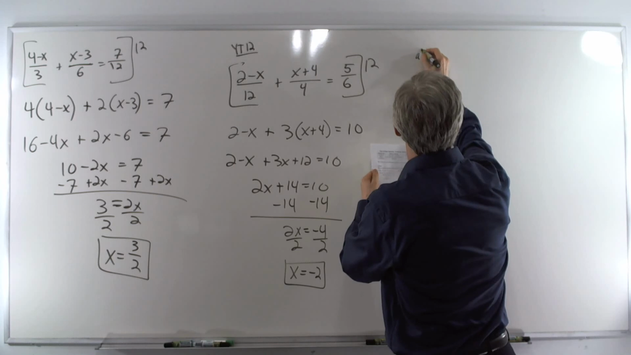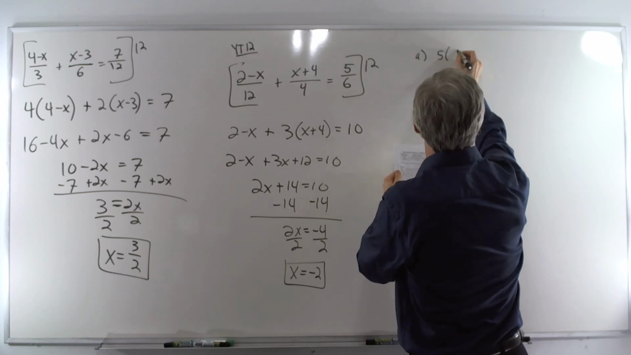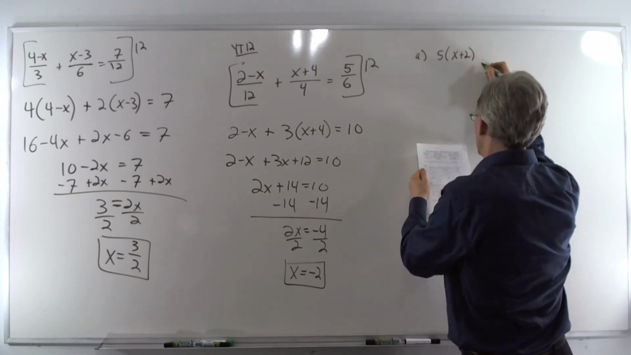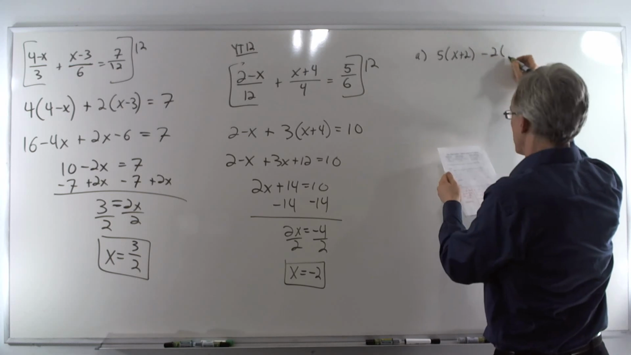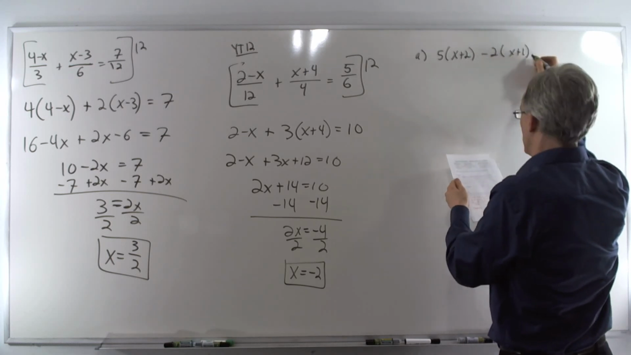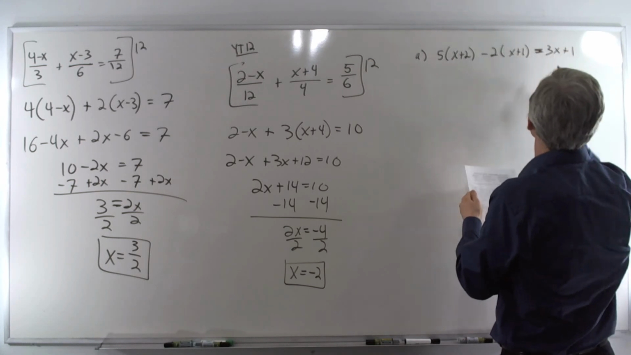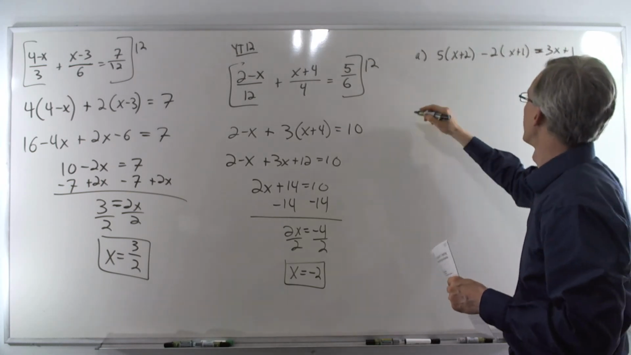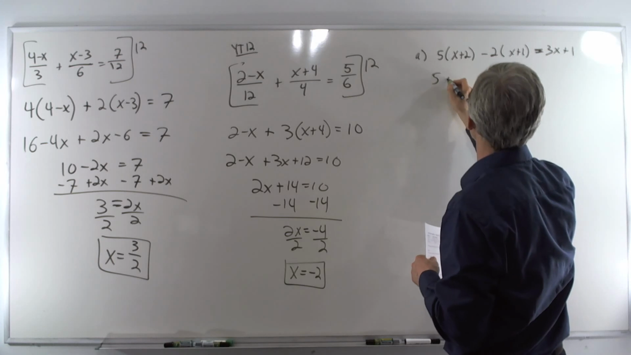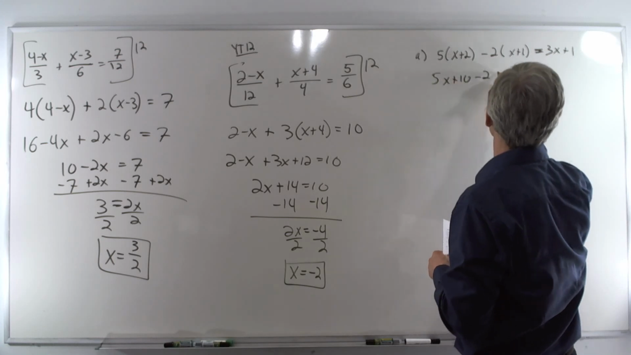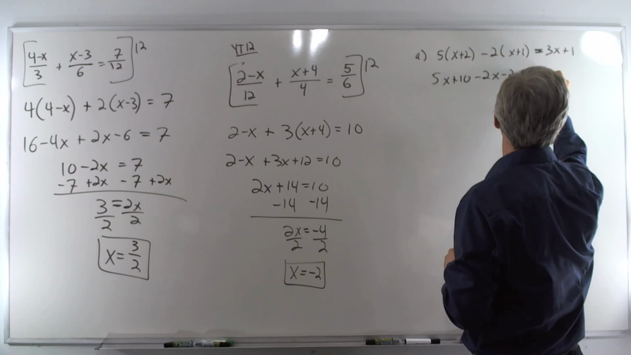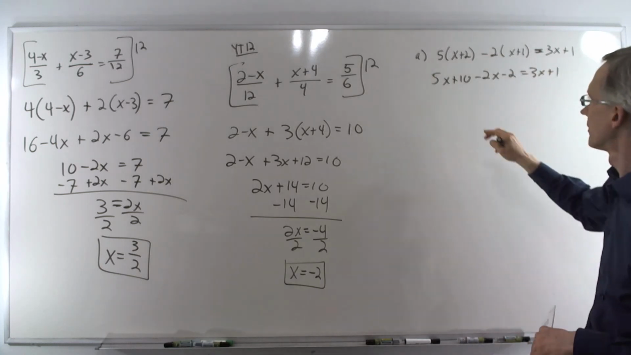So first one, we got 5 times x plus 2 minus 2 times x plus 1 equals 3x plus 1. All right, so we're going to simplify here on the left. Start by distributing: 5x plus 10 minus 2x minus 2 equals 3x plus 1. Now we can combine like terms.